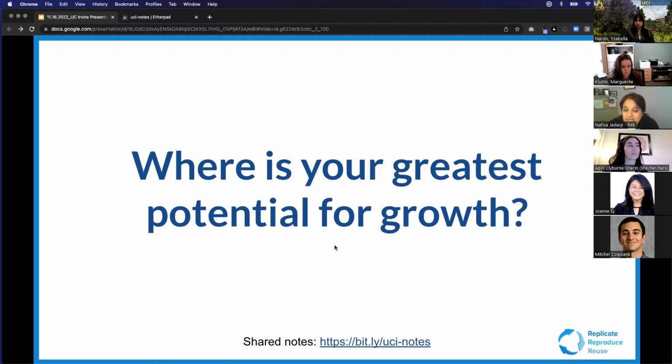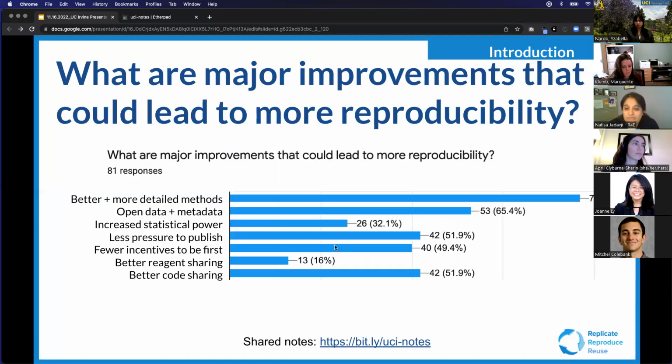And the next slide. I believe this is some results from the survey that you took in terms of improvements that could be made to lead to more reproducible science. We can see the results summarized here. Better and more detailed methods for sure. Open data and metadata, increased statistical power, less pressure to publish. Yeah, that would be great. And to spend more time thinking about the results and fewer incentives to be first, better reagent sharing. We're going to talk a bit about that, as well as better sharing of code.